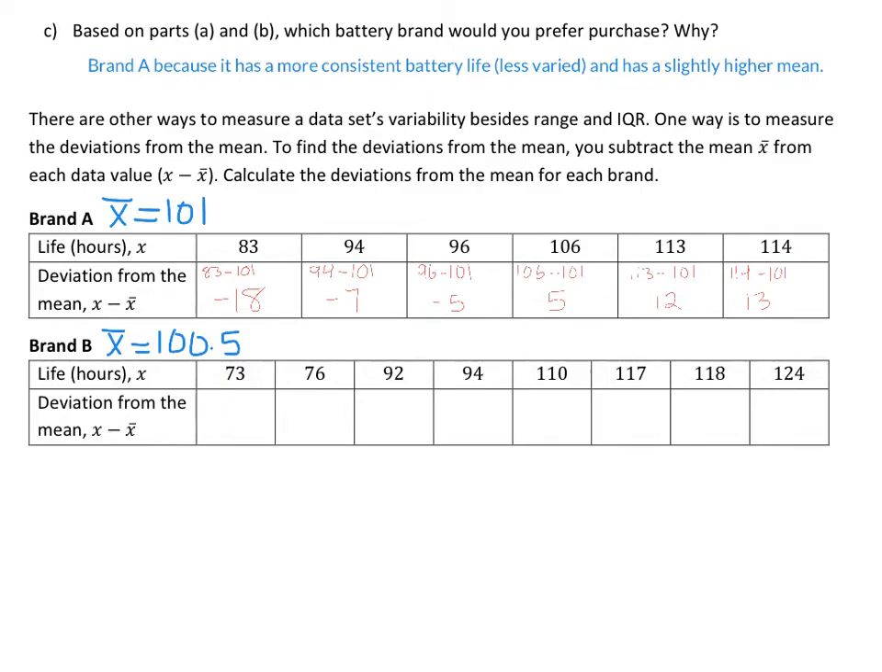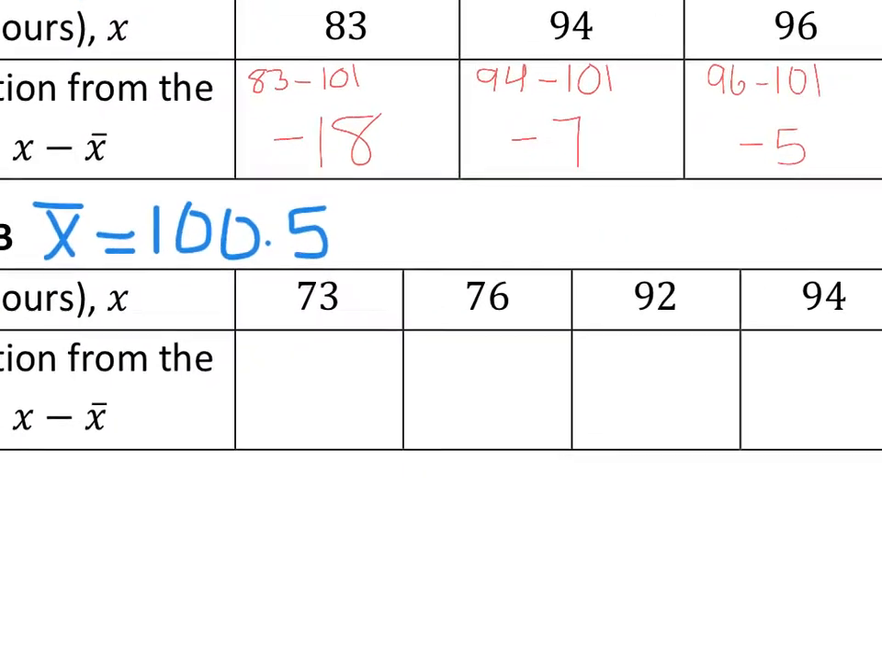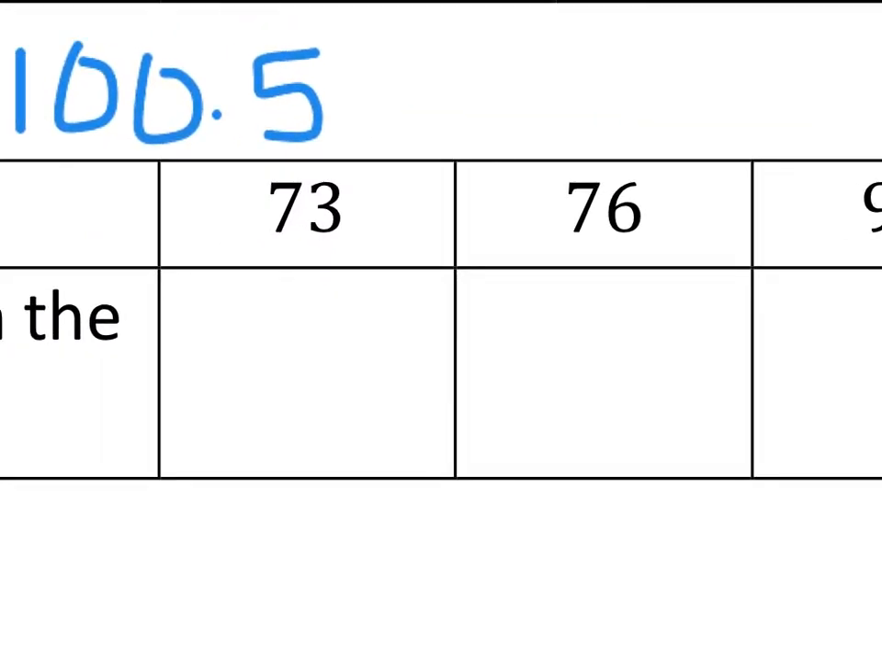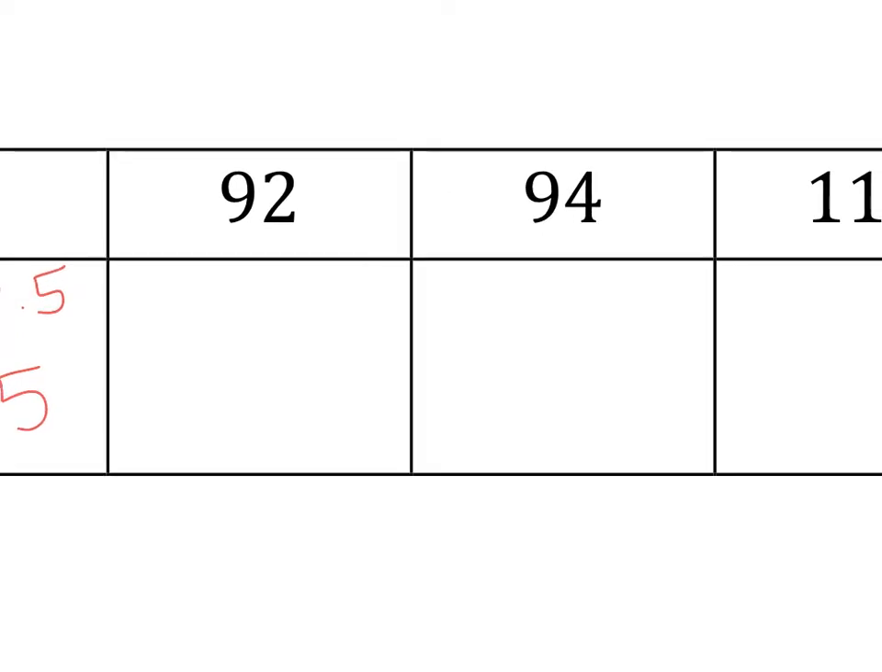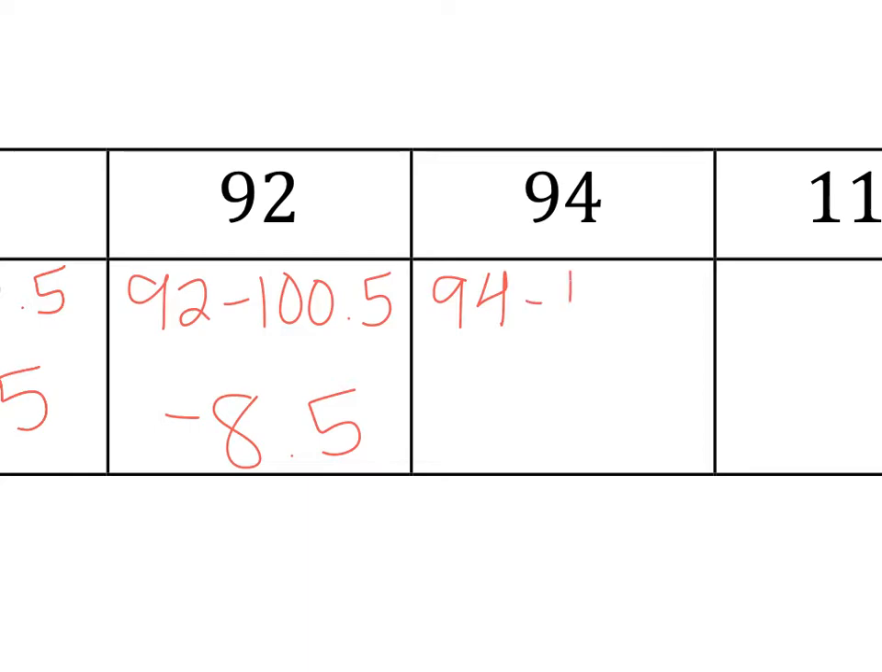Let's do the same for brand B. This time our mean is 100.5. So 73 minus 100.5 is negative 27.5. 76 minus 100.5 is negative 24.5. 92 minus 100.5 is negative 8.5. 94 minus 100.5 is negative 6.5.